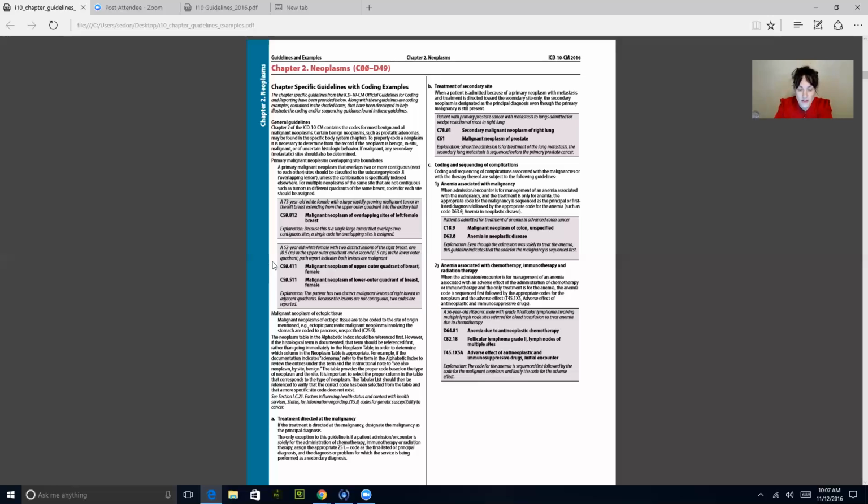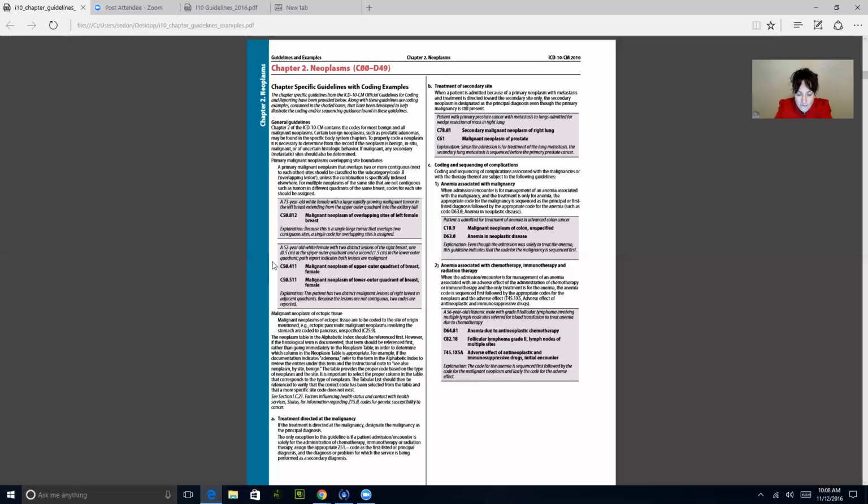So moving on to malignant neoplasm of ectopic tissue. A malignant neoplasm of ectopic tissue is to be coded to the site of origin mentioned. So ectopic pancreatic malignant neoplasms involving the stomach are coded to the pancreas, and that code is C25.9. The neoplasm table in the alphabetic index should be referenced first. However, if the histological term is documented, that term should be referenced first, rather than going immediately to the neoplasm table, in order to determine which column in the neoplasm table is appropriate.